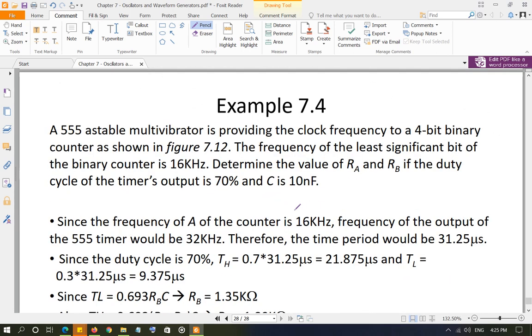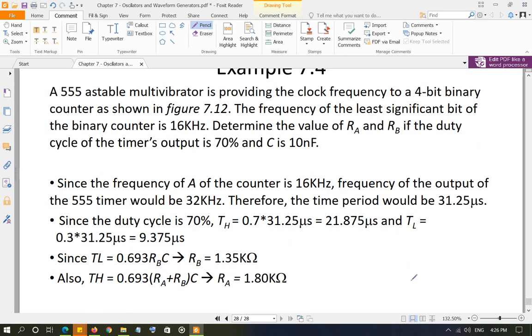And this is not in the book, this is what I'm giving you based on what I just explained about the binary counter. 555 is an astable multivibrator providing clock frequency to a 4-bit counter. The frequency of the least significant bit, that is A, the top one, of the binary counter is 16 kHz. Calculate the value of RA and RB if the duty cycle is 70% and the capacitor is 10 nanofarad.